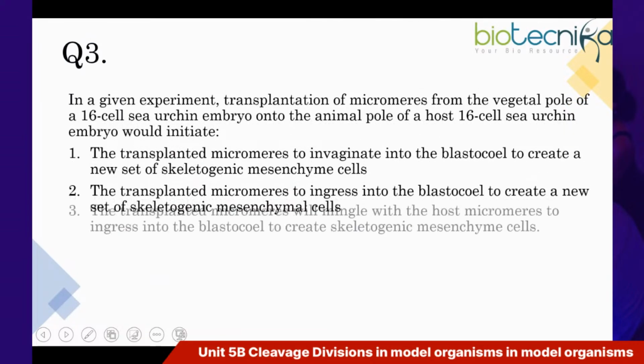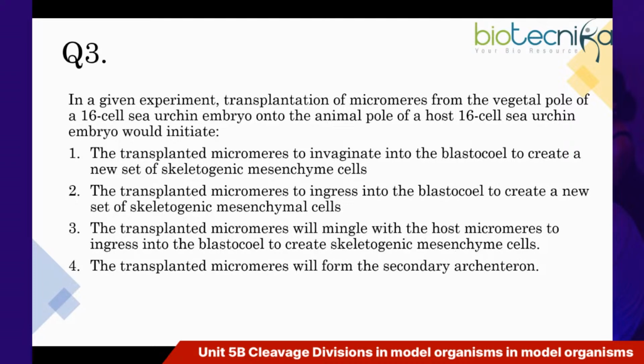So let's come to question number 3. In a given experiment, transplantation of micromeres. So where do we get micromeres? In a sea urchin embryo, right? We also get them in amphibians, but this is regarding the sea urchin embryo. Now, micromeres are present in the vegetal pole of a sea urchin embryo, that we know. So we have taken the micromeres and transplanted them onto the animal pole of a host 16 cell sea urchin embryo. So which of these movements will you observe if you transplant the micromeres from the vegetal pole to the animal pole?